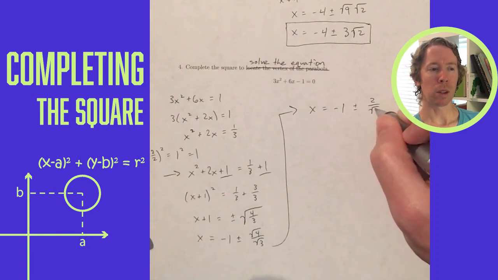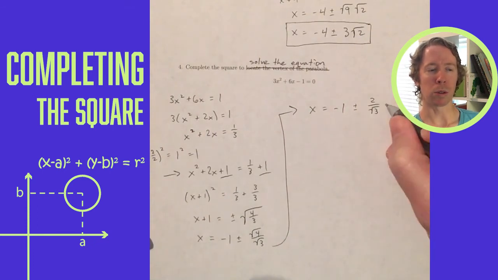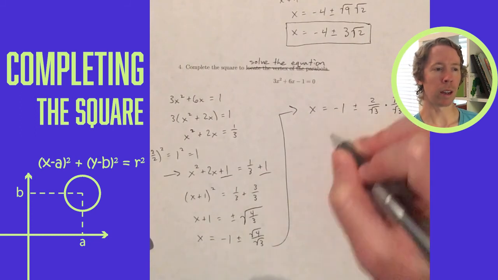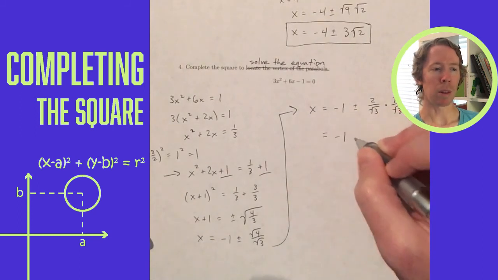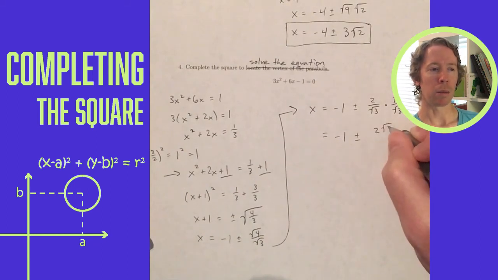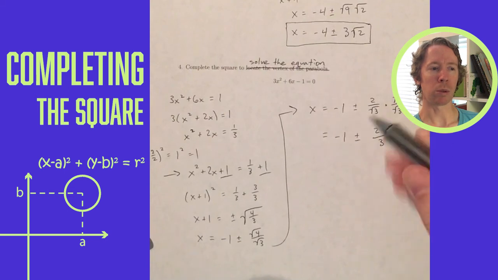And then usually math people want you to rationalize the denominator. So I'll go ahead and do that here. Multiply the top and the bottom by root 3, and that will knock out the root in the bottom. That fraction becomes 2√3/3.